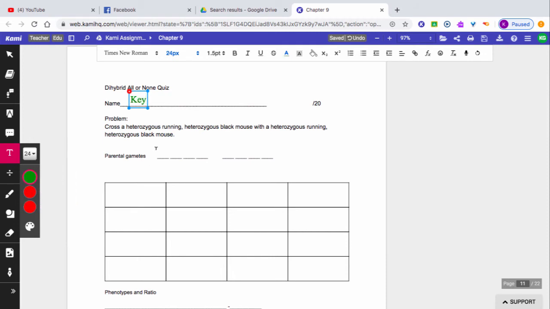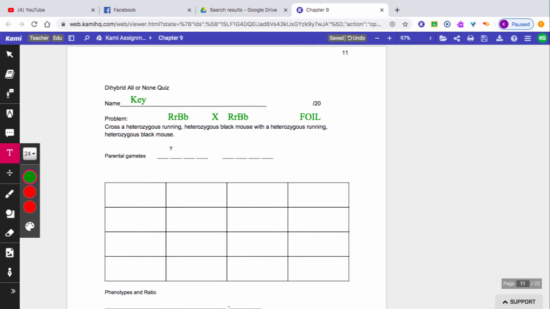So I'm just going to use a different color here. So both of my parents are going to be heterozygous for both traits. That's going to be one parent, and the other one is going to be the same thing. And I want to make sure that you guys try to keep this consistent, use the FOIL method, and then you'll be able to get through it super fast.